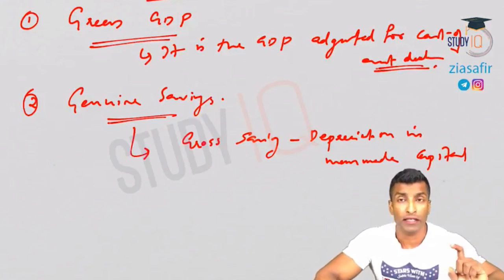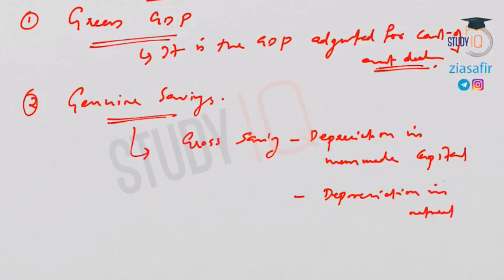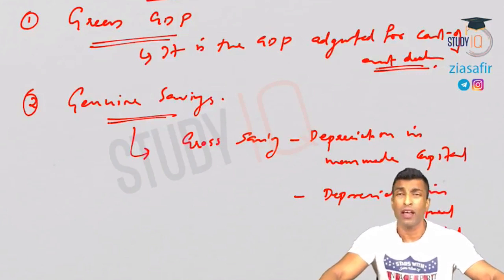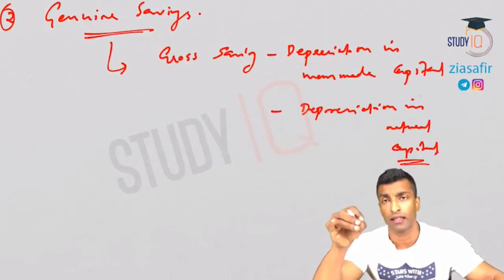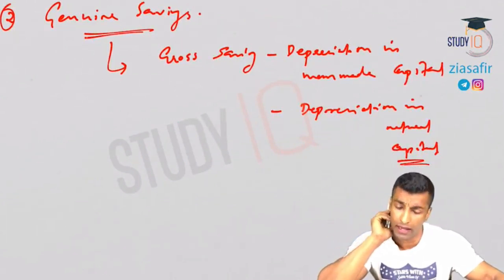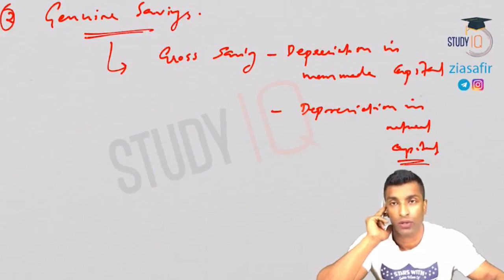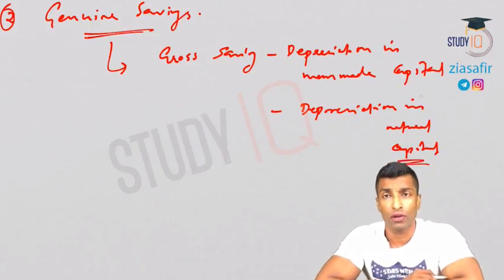Okay, so minus depreciation in natural capital. See, what do you mean by this natural capital? Anything which assists the production capacity, okay, but it is difficult to calculate this depreciation in natural capital. Anything which is assisting this productive capacity will be considered as natural capital. Okay, so here genuine savings you can calculate. Gross savings, you already know what you mean by gross savings. In the previous session when we discussed capital formation, we discussed gross domestic savings.